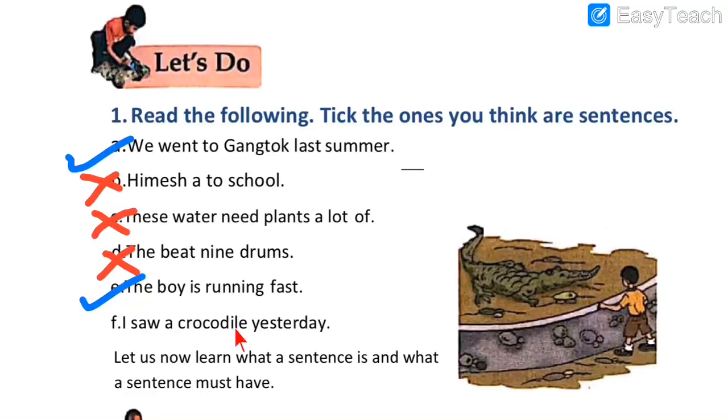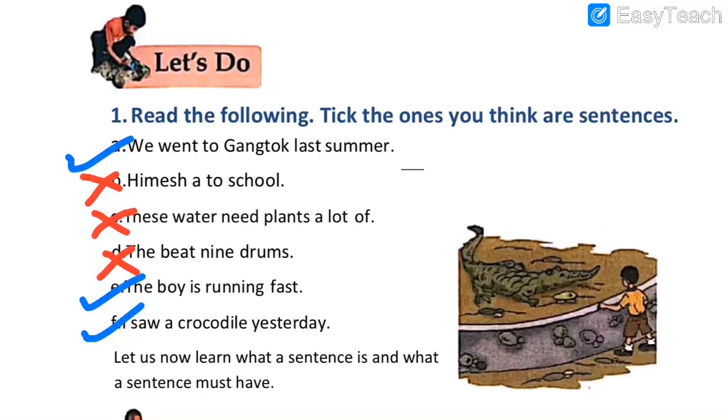Next, I saw a crocodile yesterday. Is it a complete sentence? Yes, it is a complete sentence. There is the subject I. There is a verb saw. Subject and predicate both are there in the sentence. So it is complete. So I have put a tick mark. I saw a crocodile yesterday. It is a complete sentence.